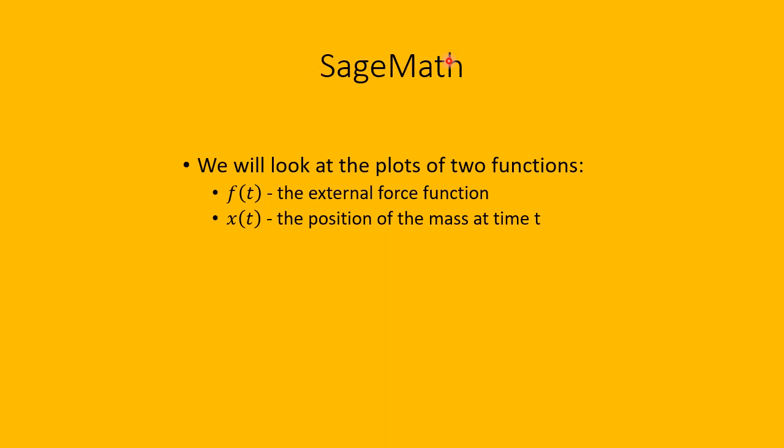So now we're going to use the software package SageMath to produce two plots. We'll look at these plots. One for f of t, which is the external force function, that periodic function with period 2, and also x of t, the solution to our initial value problem. So that will be the position of the mass at time t from the equilibrium position.